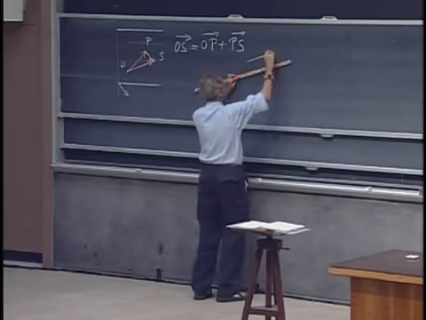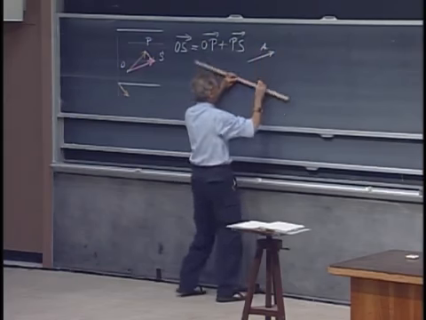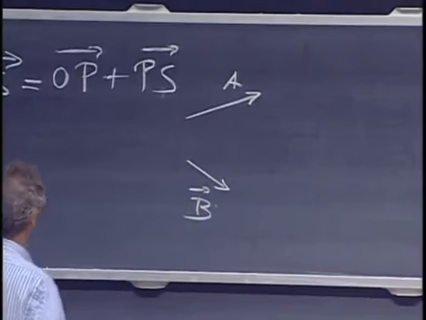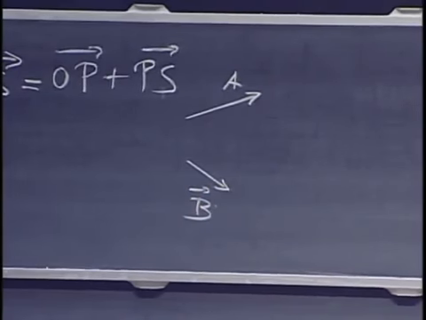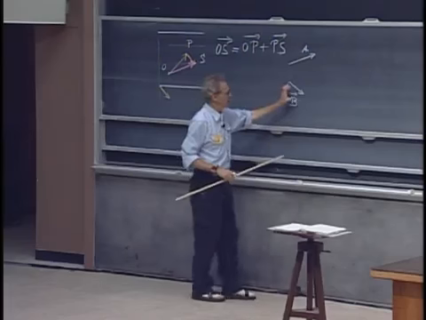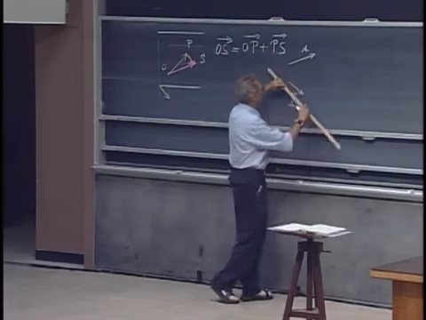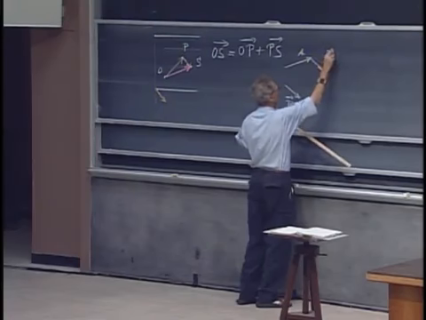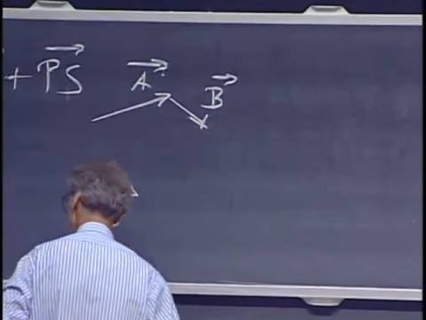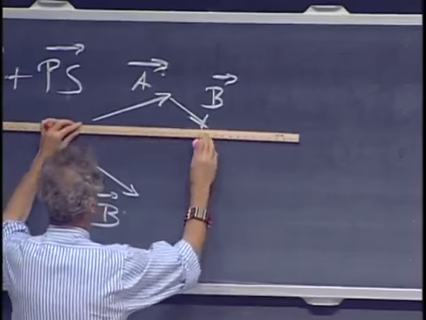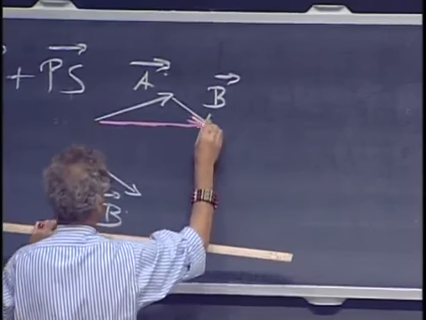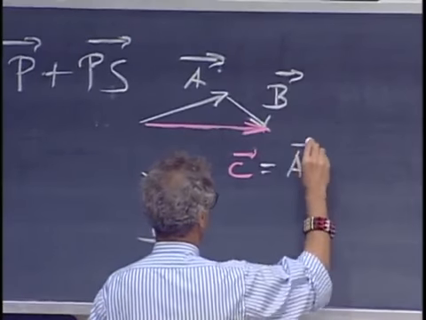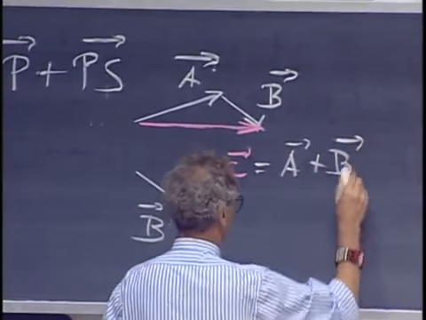There are various ways that you can add vectors. Suppose I have here a vector A, and I have here a vector B. Then you can do it this way, which I call the head-tail technique. I take B, and I bring it to the head of A. So this is B. This is a vector. And then the net result is A plus B. This vector C equals A plus B. That's one way of doing it.